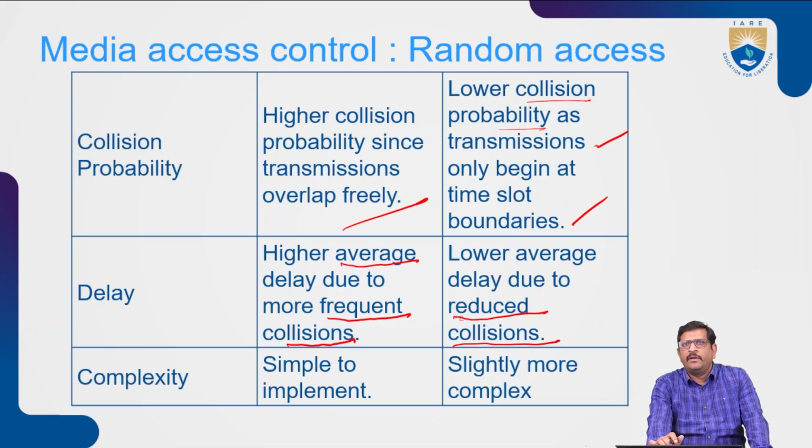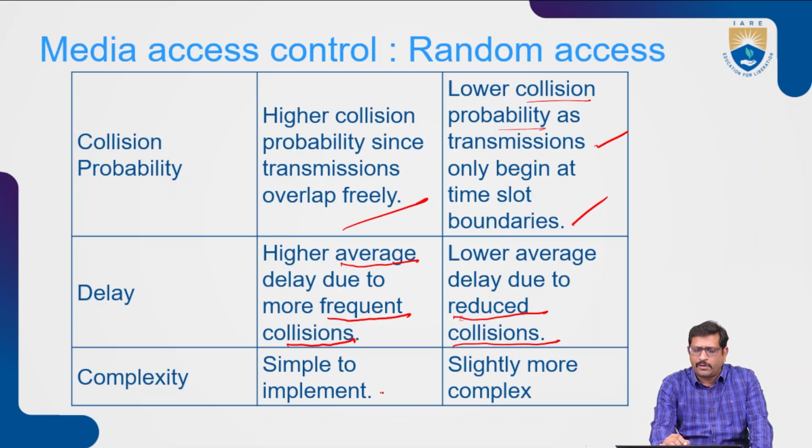Complexity: pure Aloha is very simple to implement compared with slotted Aloha. Slotted Aloha, why? Because it is more complicated in terms of these slots, since the data can be transmitted only in the designated slots. That's why the complexity is slightly higher. The data transmission rate is very ambiguous.